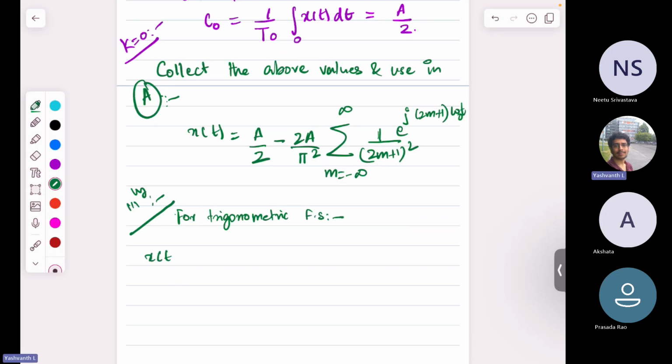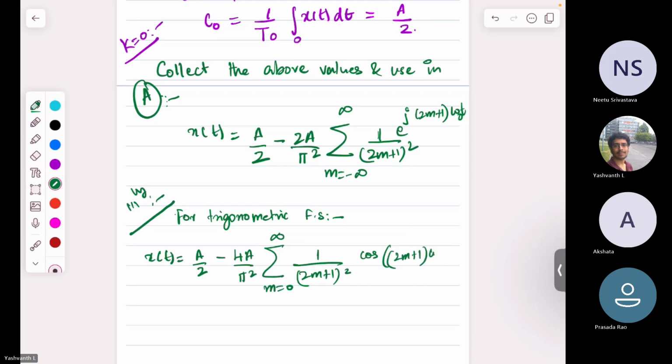Your x of t will be equal to A by 2 minus 4A by pi squared, summation m equal to 0 to infinity, 1 by (2m plus 1) the whole squared, into cos of (2m plus 1) omega naught t, where omega naught equal to 2 pi by T naught.